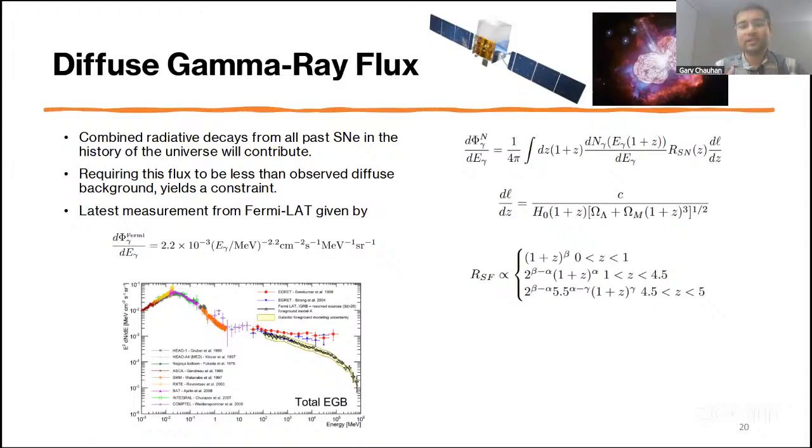Similarly, you can sum over the contribution of all these decays, the photons that you get from these decays over the history of the universe, taking into account the expansion of the universe. We require that the diffuse gamma ray flux you get be less than the diffuse flux background seen by the experiments, which here we take from Fermi-LAT, and the data could be fitted by this particular expansion.